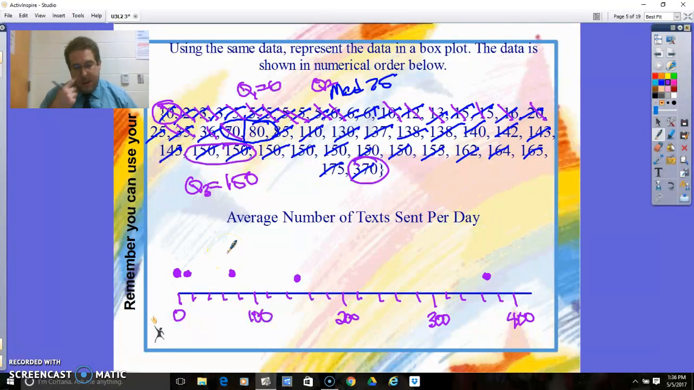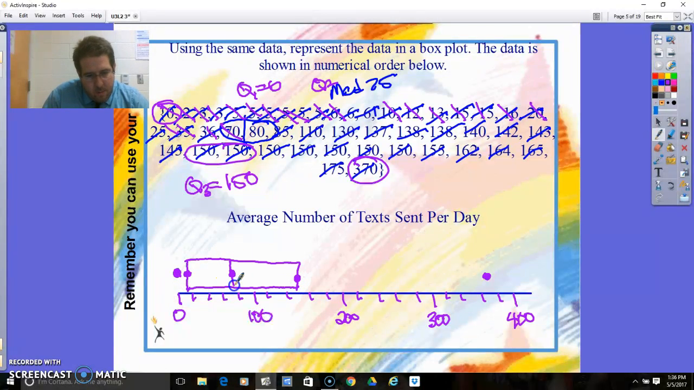Now, what you're noticing is a box plot that's really skewed to the right because most of the data is on the left-hand side. Skew just means where most of the data is, if it's pushed to the left or pushed to the right. And you notice that we have a very big long whisker on the right-hand side. So this is skewed right. And the median is right here.